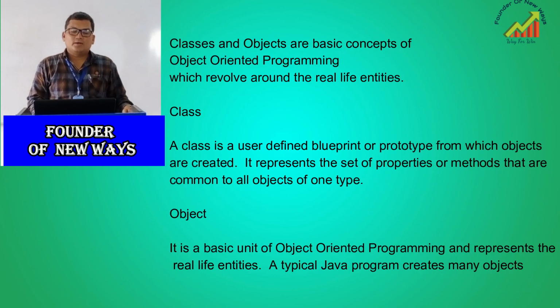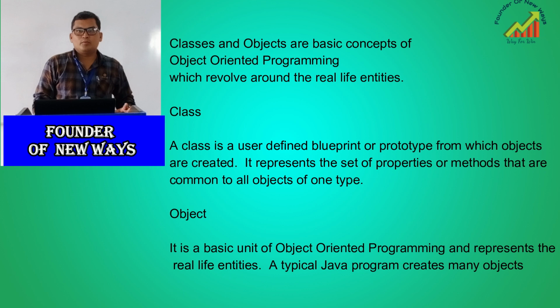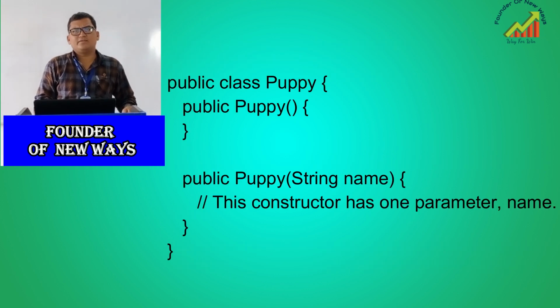Okay. So what is an object? An object has state and behaviors. For example, a dog has states like color, name, breed, as well as behaviors like wagging the tail, barking, eating. An object is an instance of a class. What is a class? A class can be defined as a template or blueprint that describes the behaviors or state that the object of its type supports.